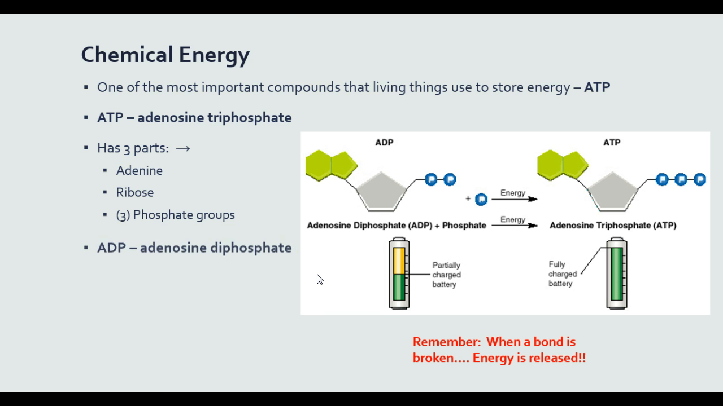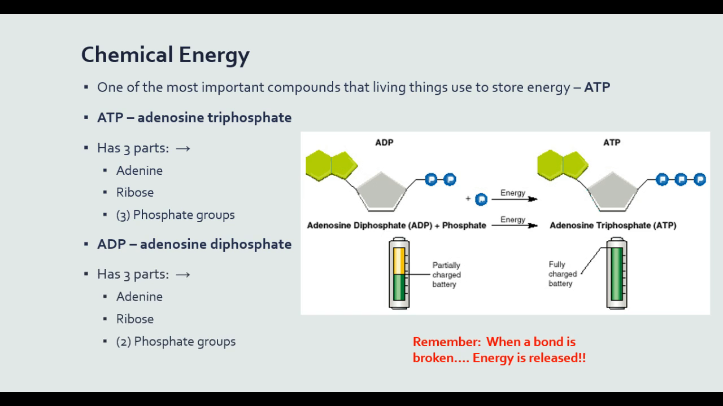Now if we take a look at ADP, which is adenosine diphosphate, it has the same groups. We have our adenine, we have our ribose sugar, but it only has two phosphate groups instead of the three. A key thing to remember here is that ATP holds energy, and when we need that energy, we have to break a bond off the phosphate group. So remember, when a bond is broken, energy is released.